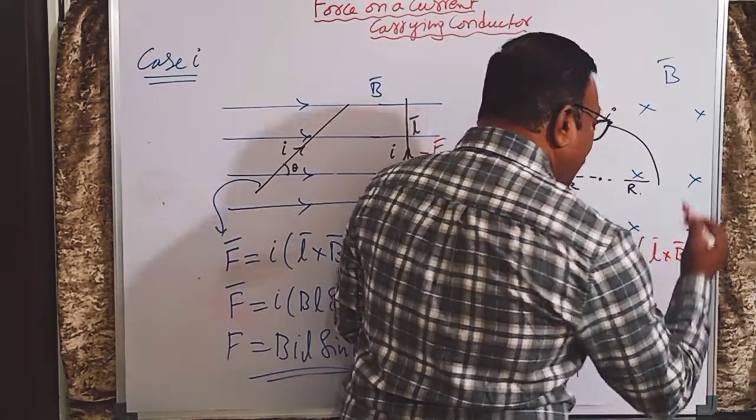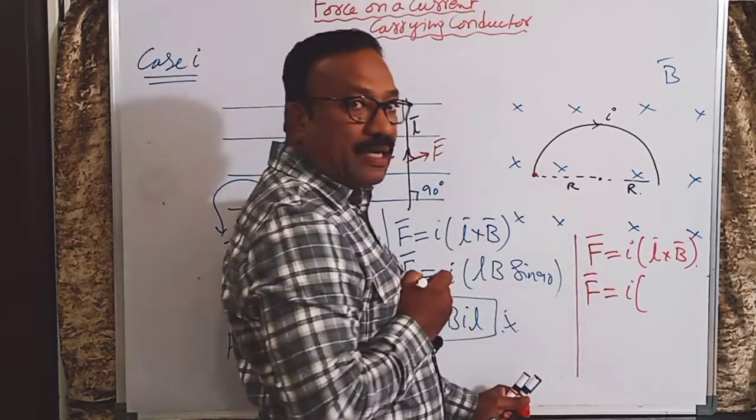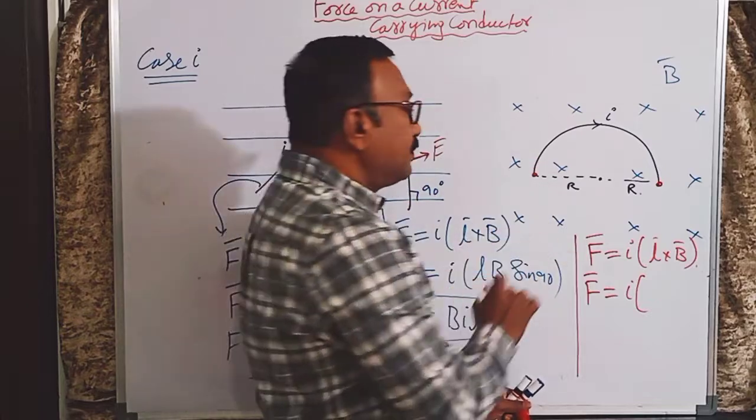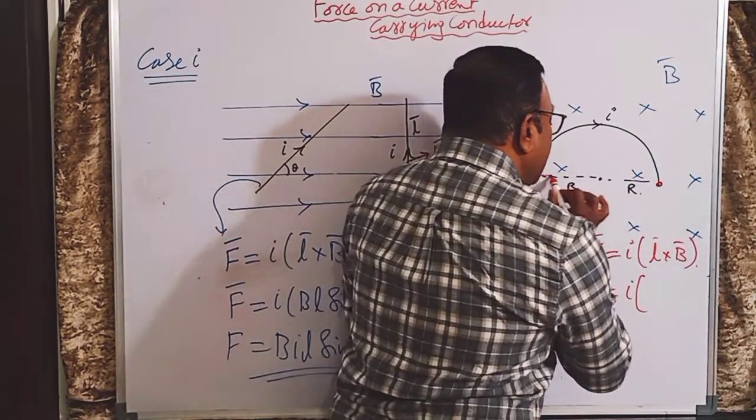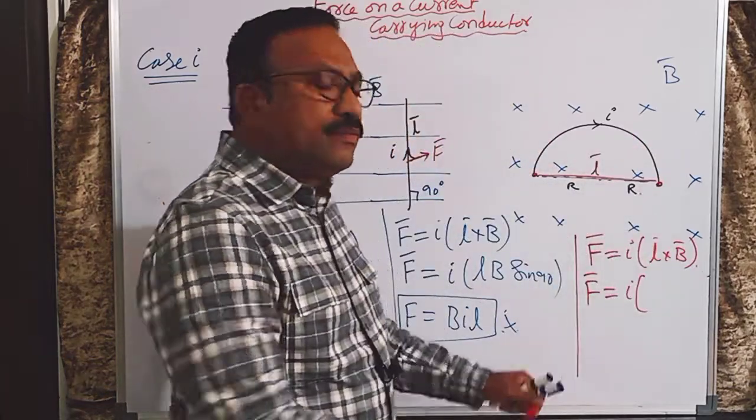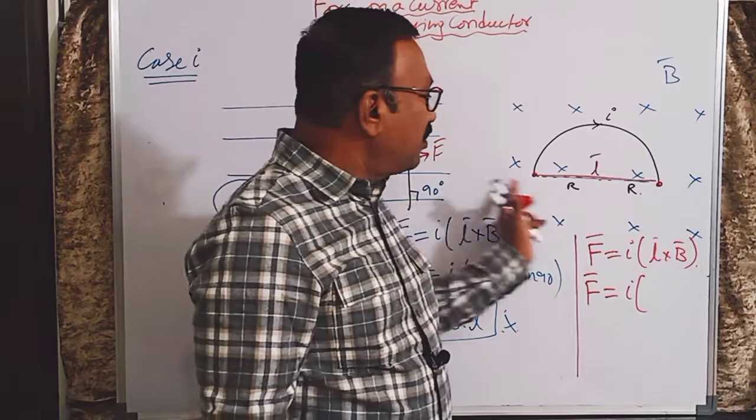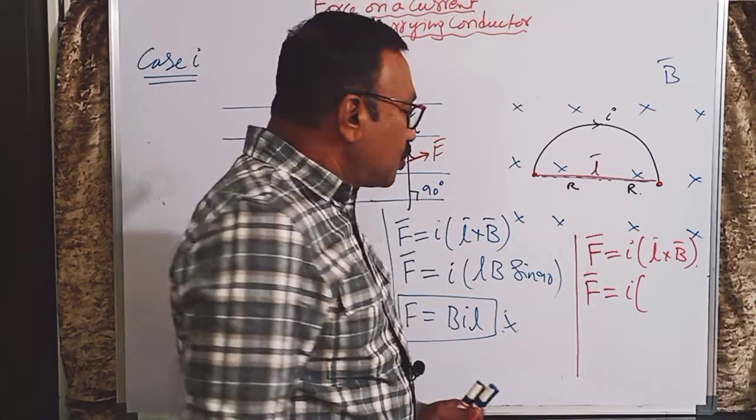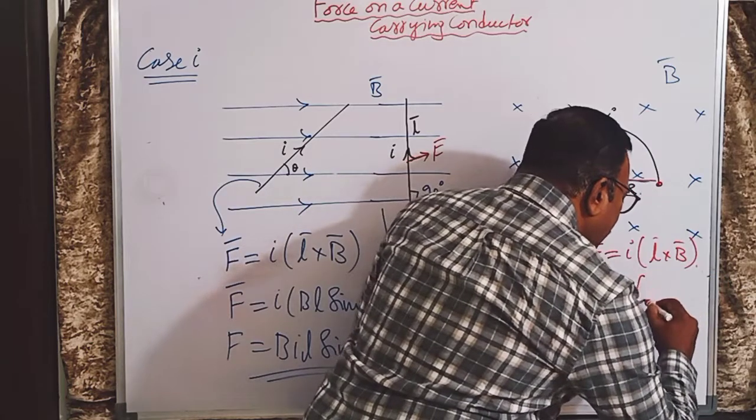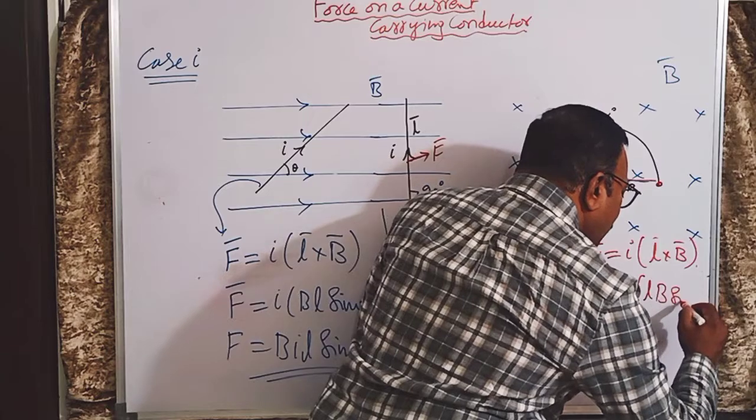L bar: I told you, where the current starts and where the current ends, the shortest path, this distance, is taken as L bar. There is no conductor there, but you should imagine one conductor like that. This will become L bar. So now I'll expand this: I into, this is A bar cross B bar, so this is L into B into sin theta.